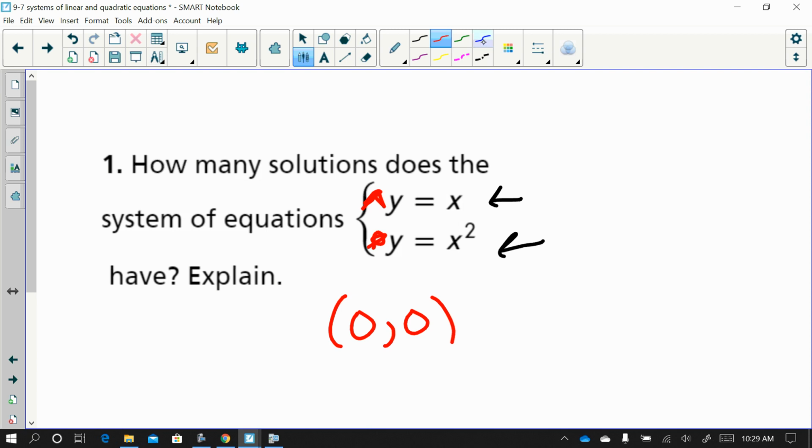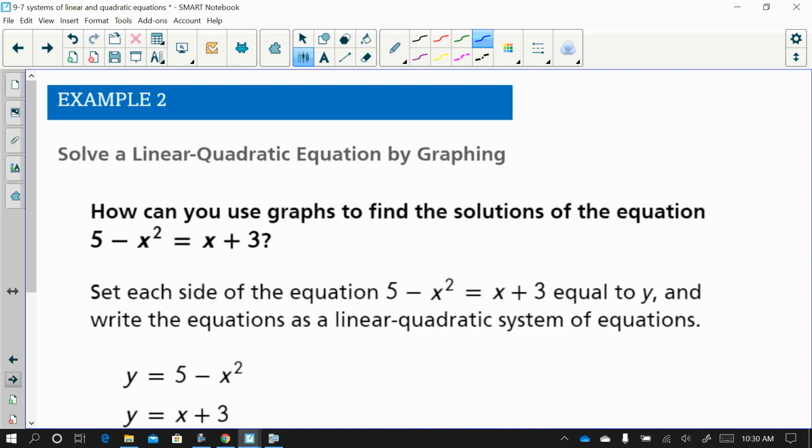Another point you should be able to think of is the point 1, 1. Again, x and y are the same thing. If I take 1 and square it, I still get 1. So this problem has two solutions. Okay, well, that's all good and fun, but I don't want to guess and check every time. So we can do several different things.